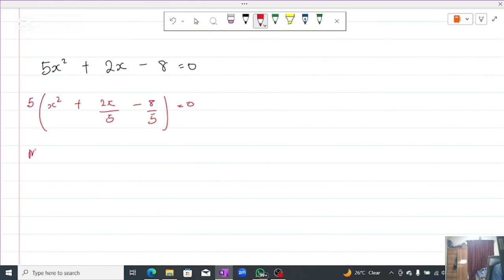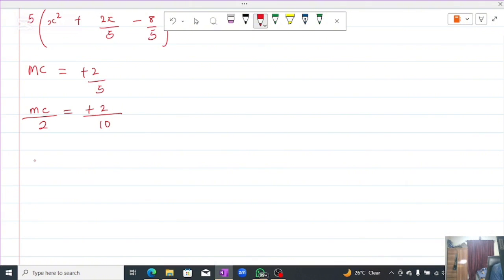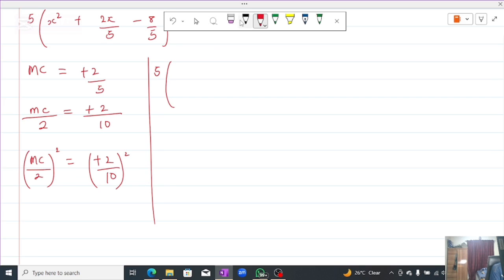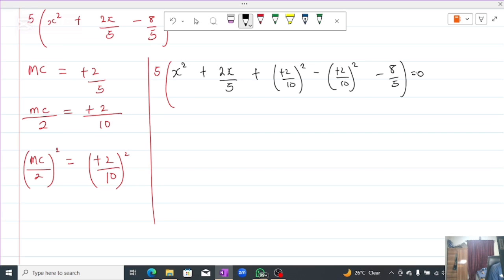Then remember, your middle coefficient is +2/5. Then your middle coefficient over 2 is +2/10, like that. Then remember, your middle coefficient over 2 squared, which is (2/10)². So you put it in this, but you are adding and subtracting. That will be x² + 2x/5, then + (2/10)² - (2/10)² - 8/5 = 0.